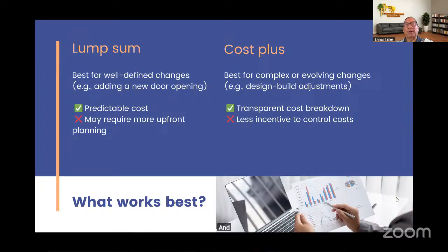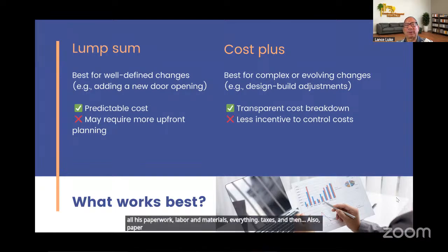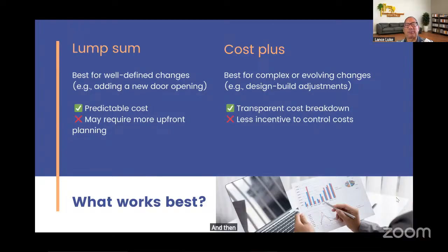And the cost plus is best for complex or evolving construction projects. The cost breakdown is transparent because the contractor would need to provide all his paperwork, labor, materials, everything, taxes, and then also paperwork on what the cost of his materials are. And then you add all those up and check out what his overhead costs are going to be.